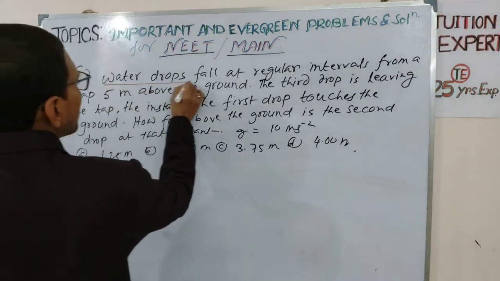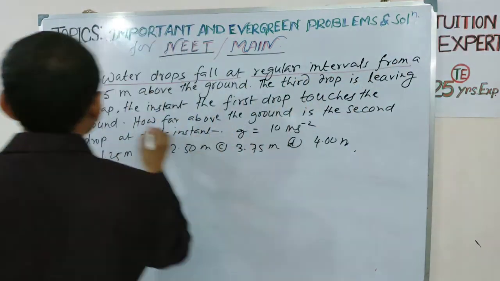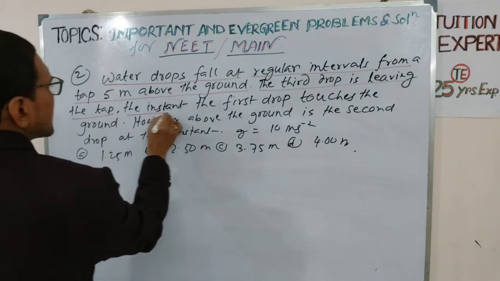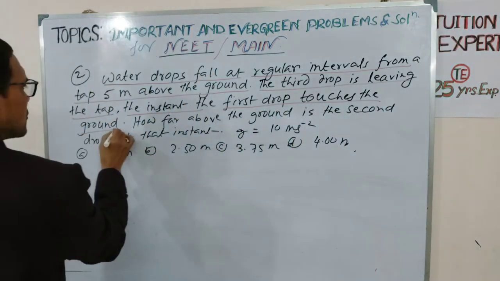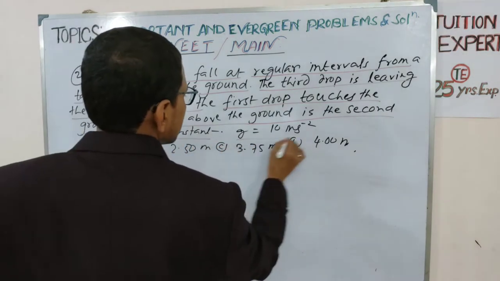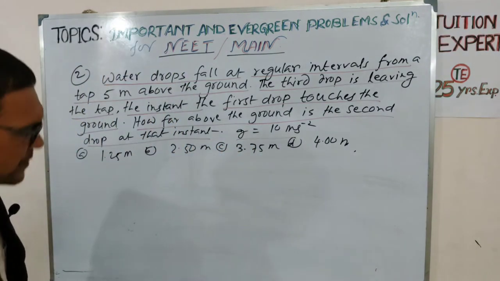I repeat the problem once again. Water drops fall at regular intervals from a tap 5 meter above the ground. The third drop is leaving the tap the instant when the first drop touches the ground. How far above the ground is the second drop at that instant? Take g equal to 10.